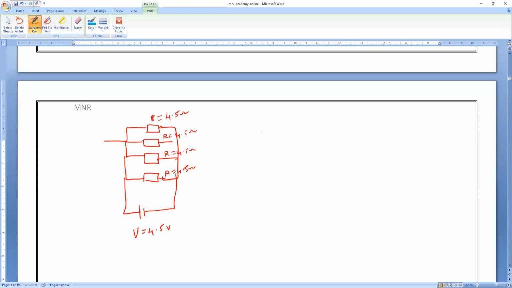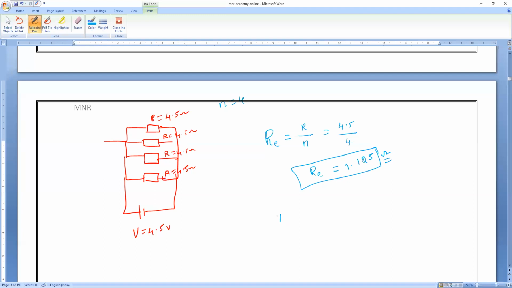If they are connected in parallel, then the effective resistance, n becomes 4. Effective resistance is equal to individual resistance divided by the number n, which is 4. So individual resistance is 4.5 and the number is 4. So 4.5 divided by 4, how much is the answer? Effective resistance is 1.125 ohms.